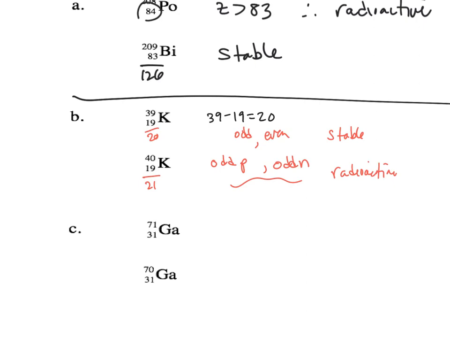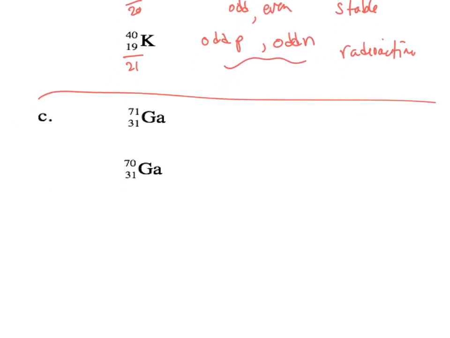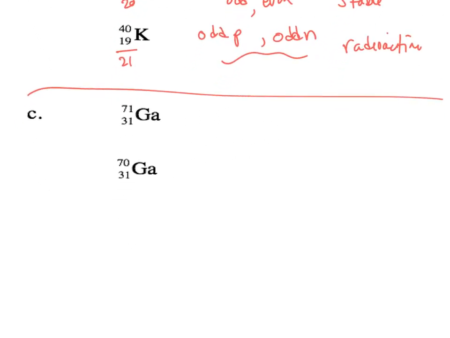And then the last set here, you have gallium, and I think there was a typo. Let me see. Yeah, there's a typo on this one. This is 76. So you can get your neutrons here: 40. This is going to be 45. So you have the N over P ratio. In this case you have odd-even, and then you have odd-odd. So this one most probably is radioactive.